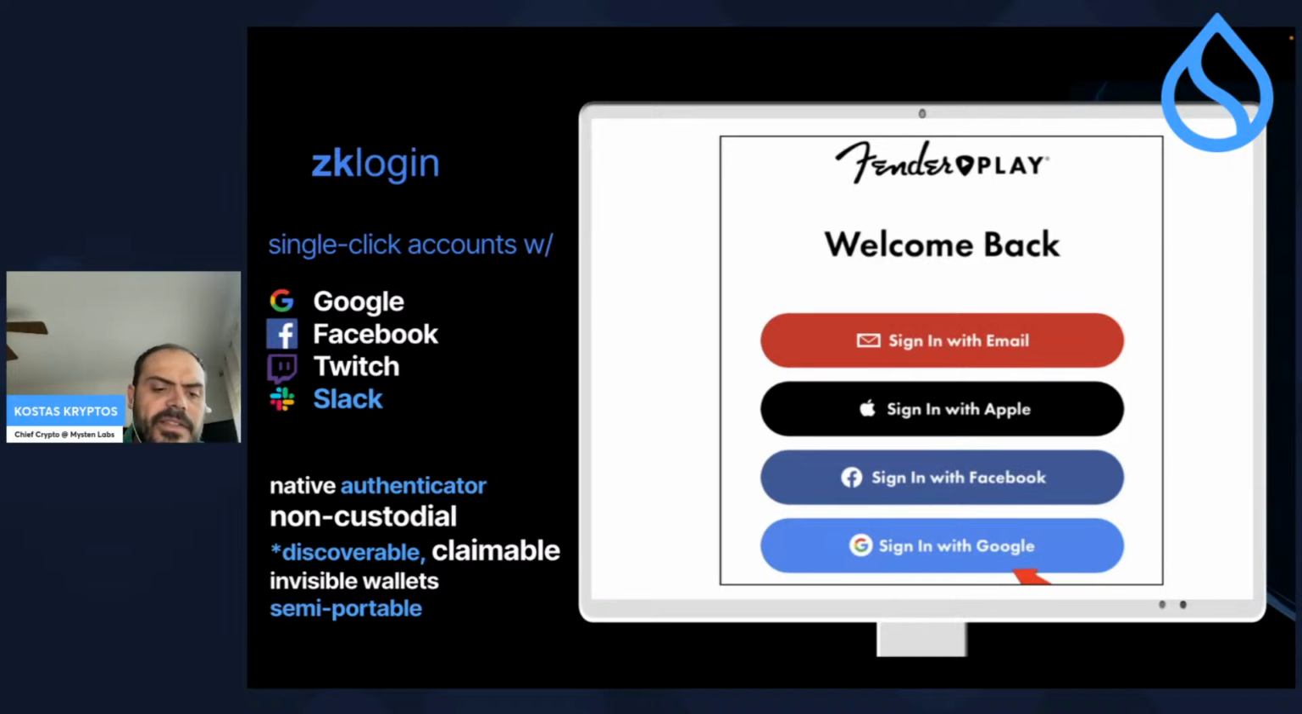The most important stuff is the 3 things at the bottom. Imagine if your address is a hash of your email. These addresses now are claimable. I can send you money before you even have an account, which is super cool, right? It's like Revolut or Venmo of the real system, because now we don't have public keys, we don't have mnemonics.